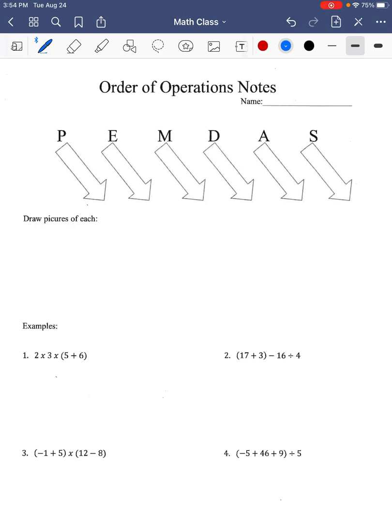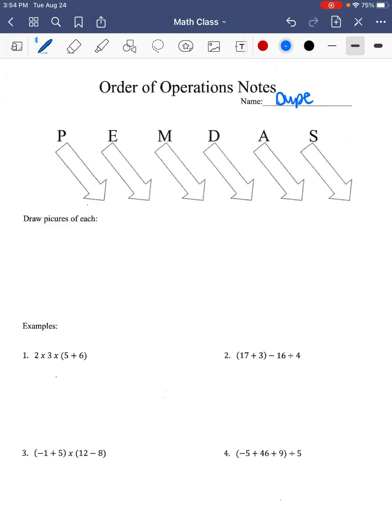Today we are talking about order of operations. Please make sure you put your name at the top of your notes first, and also make sure after you're finished with your notes that you put this in your binder. So first we're going to talk about the order of operations.